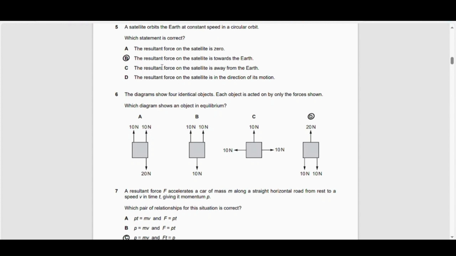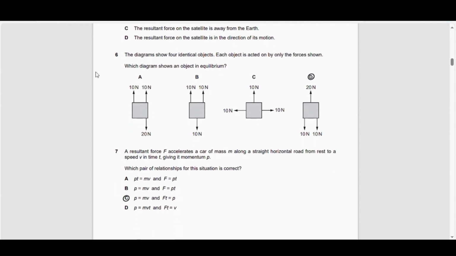So I think a quicker way here would be to just see the resultant force is towards the center of the circular motion, and I think that is the quickest option. The resultant force is towards the Earth, and that's the only thing you need to look at. The 0 is out, the away from the Earth is out, and it can't be in the direction of the motion as well. So that's how I would look at that.